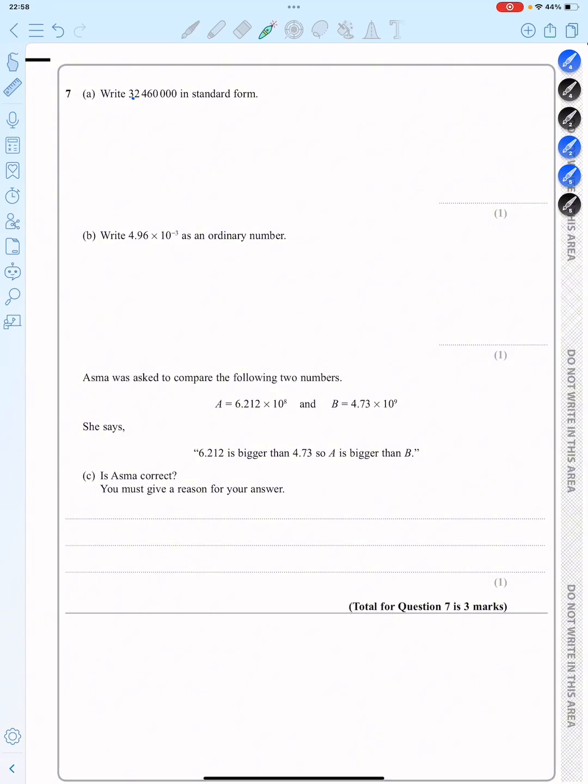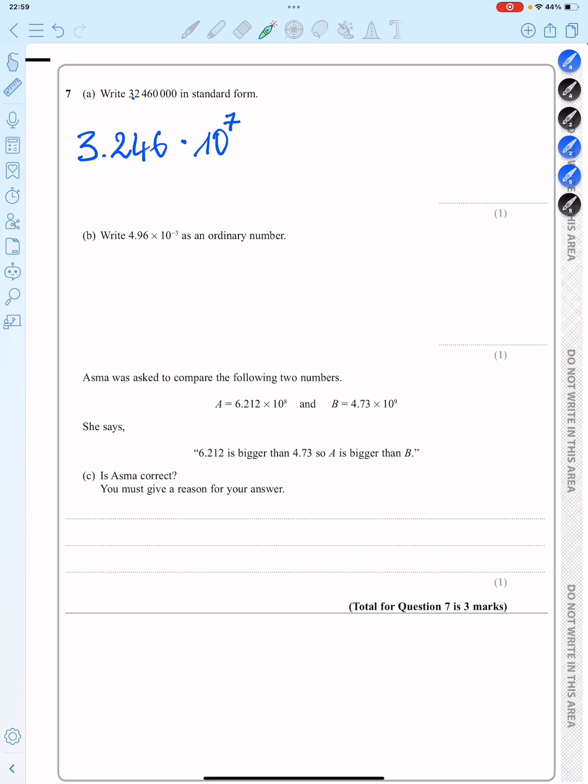Then we're going to see how many numbers we have after the dot. So we have 1, 2, 3, 4, 5, 6, 7. We have 7 numbers after this dot. So this is going to be 3.246, and then we times 10 to the power 7, since we have 7 numbers after the decimal point, right?